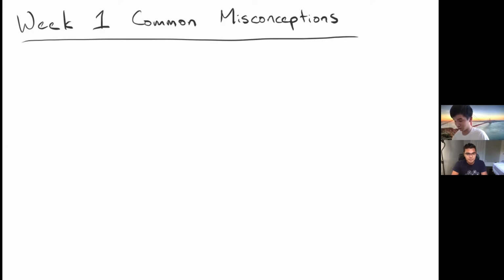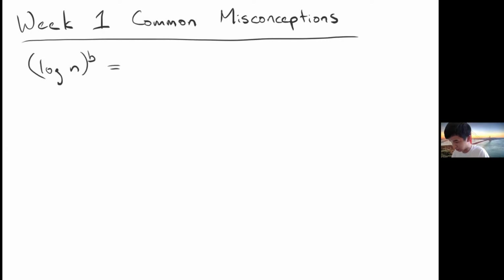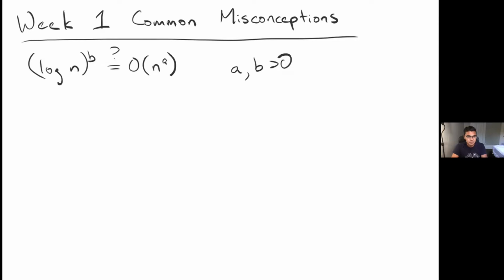Yeah. So Avi, as I understand it, the question is: is log of n to the b big O of n to the a, let's say for a and b greater than 0? Yep. Surprisingly, this is actually true for all a and b greater than 0. Maybe this makes sense if a and b are 1. We probably intuitively understand that log n is big O of n, as in log n grows slower than or equal to n asymptotically.